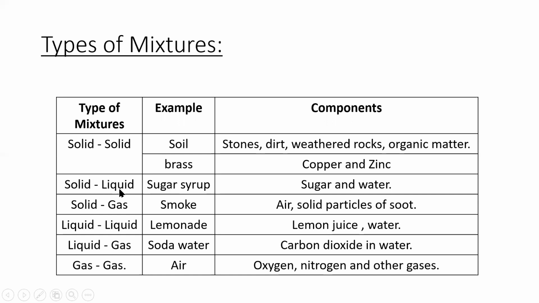Next, solid in liquid mixture. If we go on adding sugar in water, we get sugar syrup, that is a solid in liquid mixture. Smoke is an example of solid in gas mixture. How? We know that soot are particles basically which are solid in state and they are scattered in the air. Air is gaseous, right? So solid in gas, this is the type of mixture that is formed when soot particles get mixed into the air and we call it smoke.